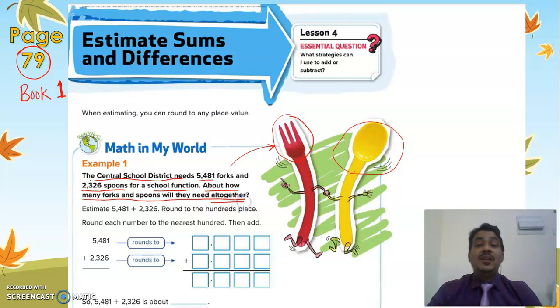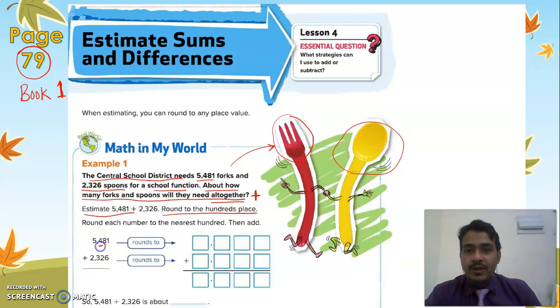All together means what? Total, plus, add. So all together means plus. Okay. So let's start. The question also says estimate this and round to the hundreds place. Which number is in the hundreds place?